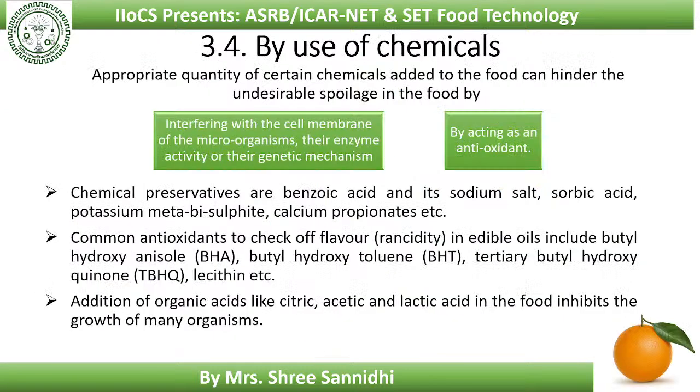Okay, so the next method of hindering the spoilage is by use of chemicals. Appropriate quantity of certain chemicals added to the food can hinder the undesirable spoilage in the food by two ways. Okay, one is by interfering with the cell membranes of the microorganisms, their enzyme activity or their genetic mechanism. So whatever chemicals we use, that will interfere with the metabolic processes or many activities of microorganisms.